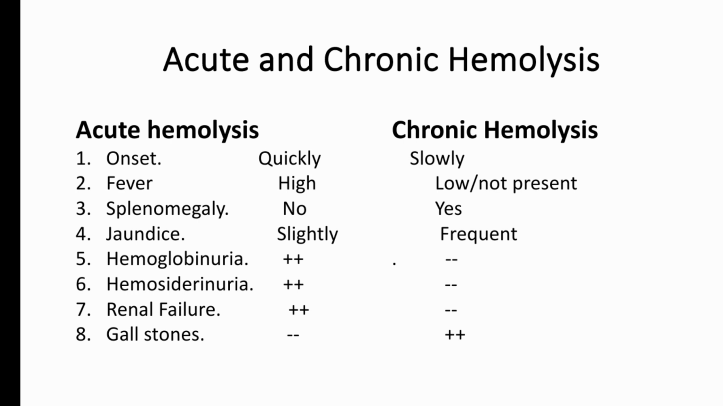Alright, or maybe it is a very low fever in the chronic cases. Then comes the splenomegaly. Splenomegaly means the enlargement of the spleen. In the acute cases, the hemolysis has a quick onset, so the spleen doesn't have much time to become enlarged. As it is an acute case, the splenomegaly will not be present in it.